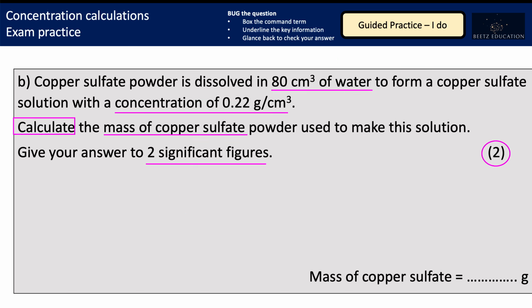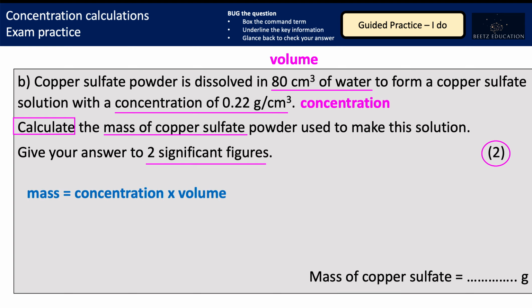In this case, I've been asked to calculate the mass of copper sulfate, having been given a volume and a concentration. I start by writing out the equation I'm going to use, M equals C times V. I substitute the values, including the units, and I can see commonality between the unit of concentration and the unit of volume, so no unit conversion needed. I do, however, to get the second mark, now need to round this to 2 significant figures.